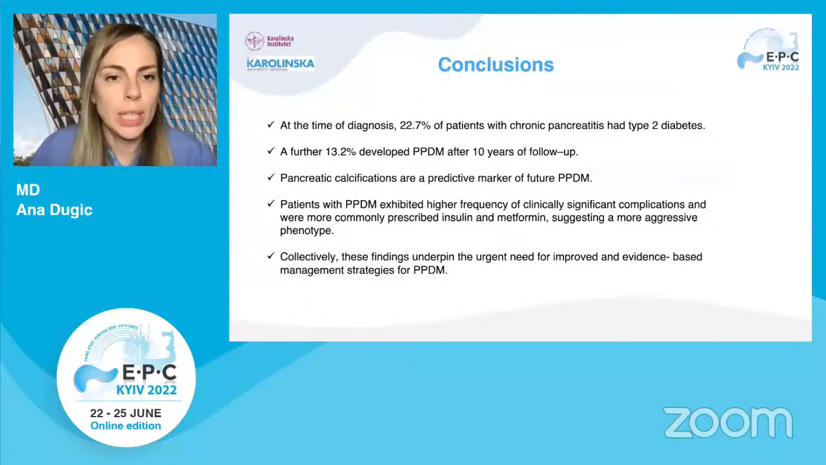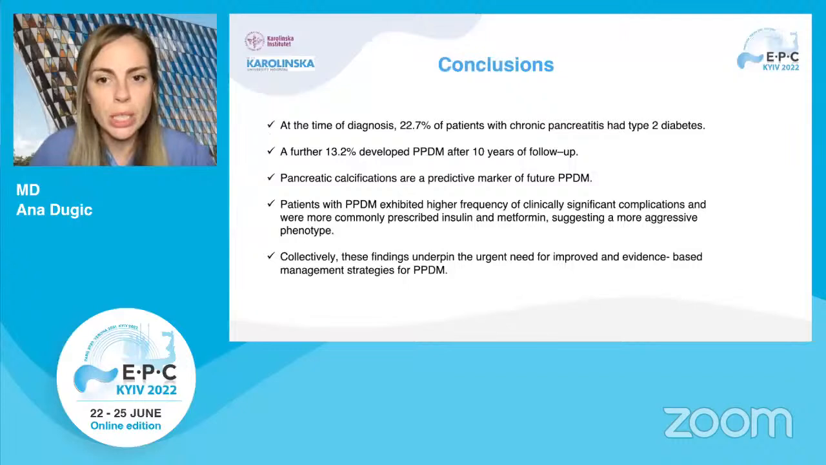In conclusion, at the time of diagnosis, about 23% of patients with chronic pancreatitis had type 2 diabetes. A further 13% developed PPDM after 10 years of follow-up. Pancreatic calcifications are a predictive marker of future PPDM, and we found that patients with PPDM had a higher frequency of complications and were more commonly prescribed insulin and metformin, suggesting a more aggressive phenotype. So taken together, these findings underpin the urgent need for improved and evidence-based management strategies for post-pancreatitis diabetes mellitus.